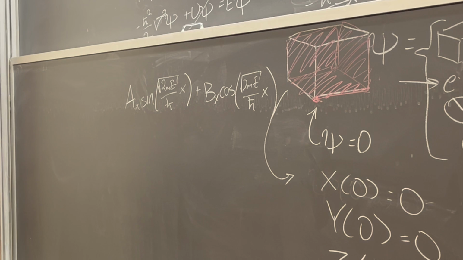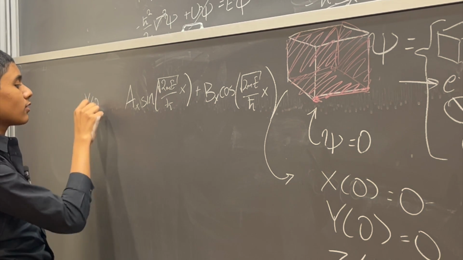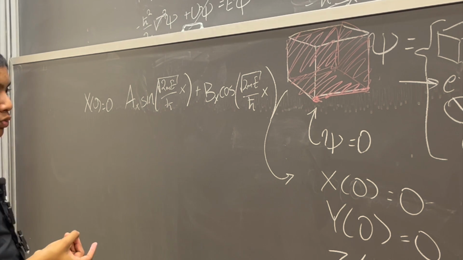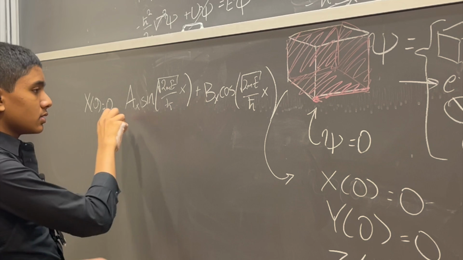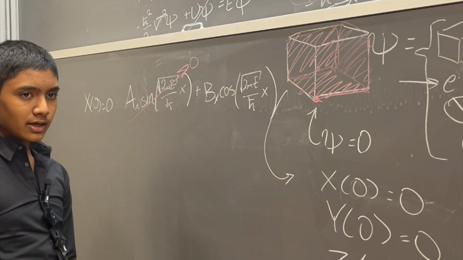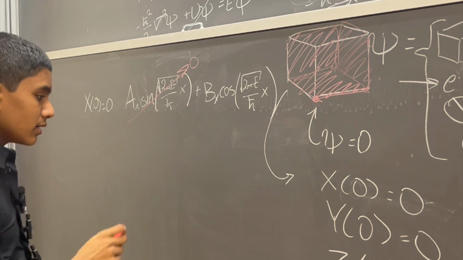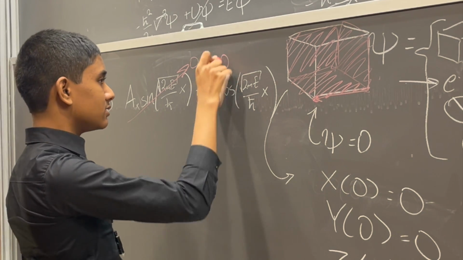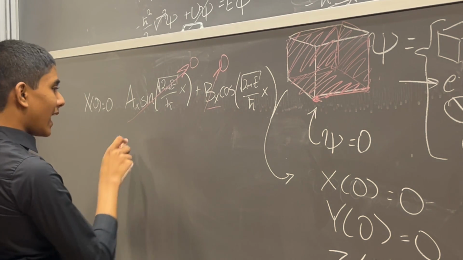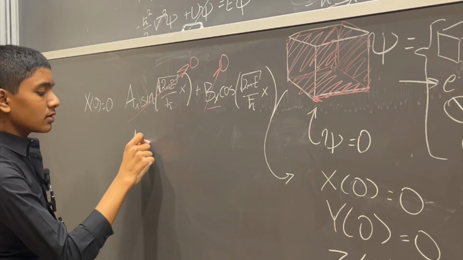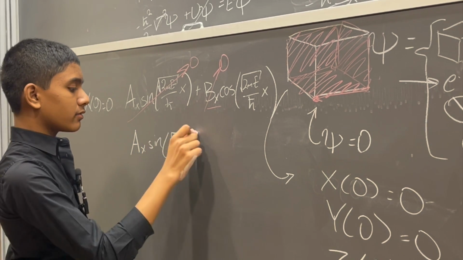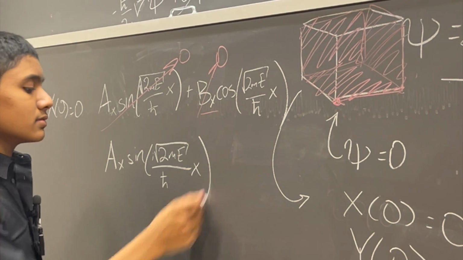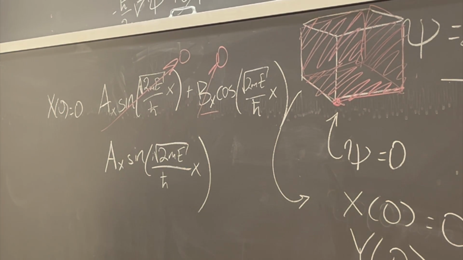And notice that, if X of 0 is equal to 0, what does that tell us? Well, sine of 0 is equal to 0, so this disappears. But cosine of 0 is not 0, it's 1. Which means that if this whole thing is equal to 0, b_x has to be the one that's equal to 0. So that means the actual solution looks something like a_x sine of the square root of 2me over h bar x, or y, or z.